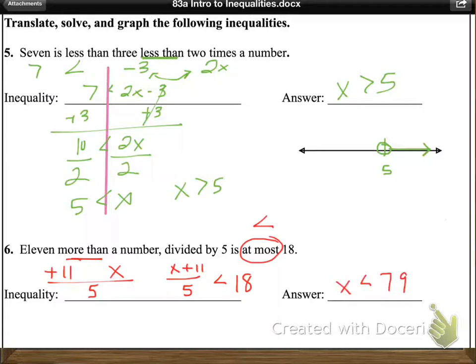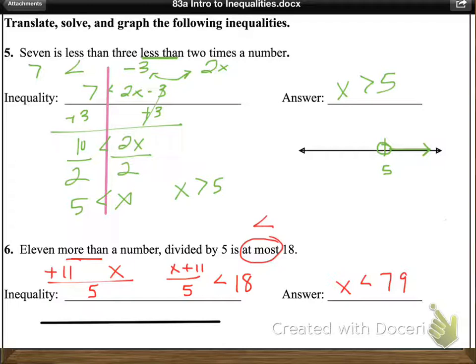Okay, did you get x is less than 79? Okay, hopefully you got x is less than 79. If I want to graph this, I'm going to set up a number line real quick. If I want to graph this, just pretend like this is the number line. You should have one on your sheet already.